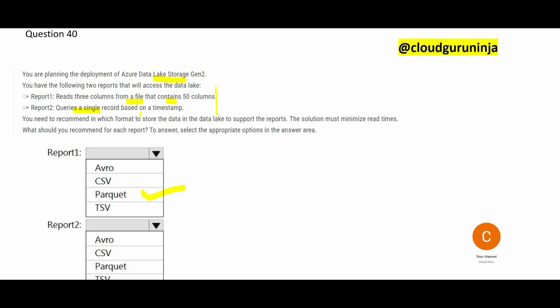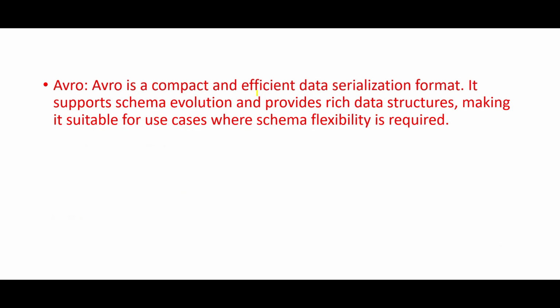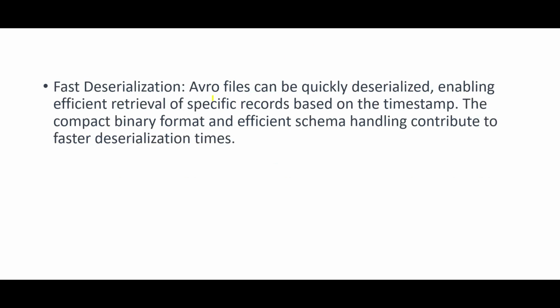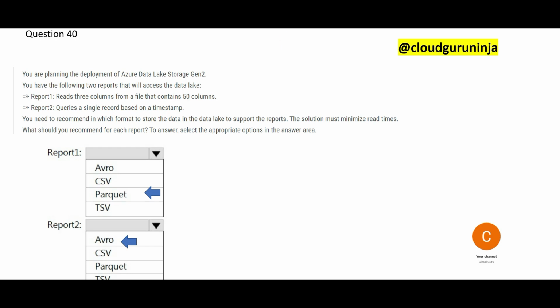And report 2 says single record based on timestamp. This should be Avro, because it is a compact and efficient data serialization format, and it has schema flexibility. So it is suitable for use cases where schema flexibility is required. So Avro, if you see, is compact compared to JSON and CSV. That's why JSON and CSV are not correct. And it improves query performance when you are reading a single record, as it reduces the amount of data to be processed, and it is optimized for high speed processing. Again, Avro fits specific records based on timestamp. This is the best. So these are our 2 answers.